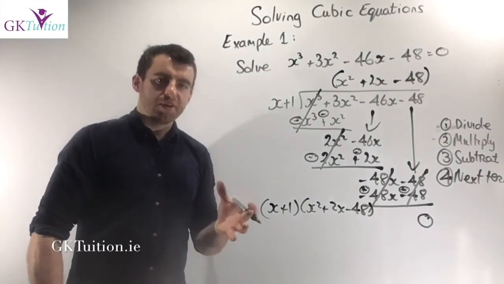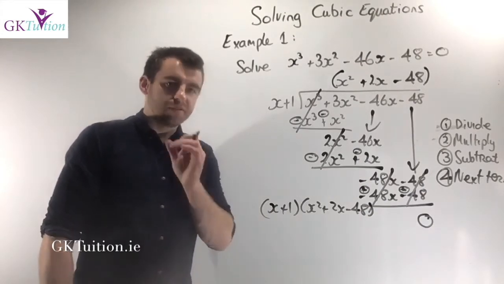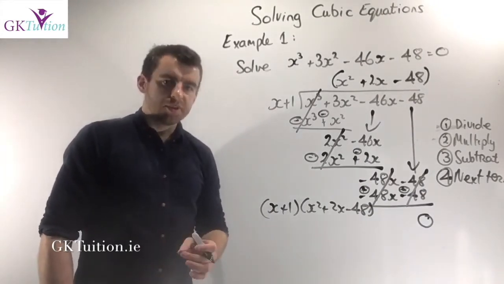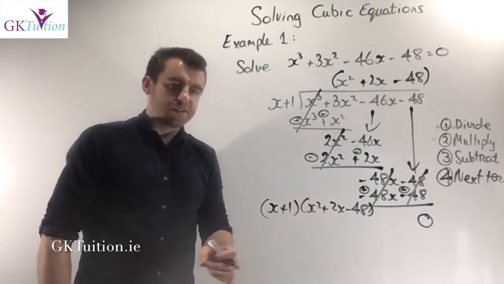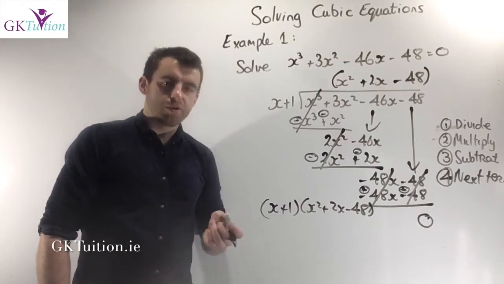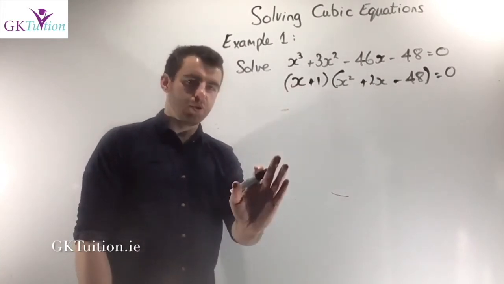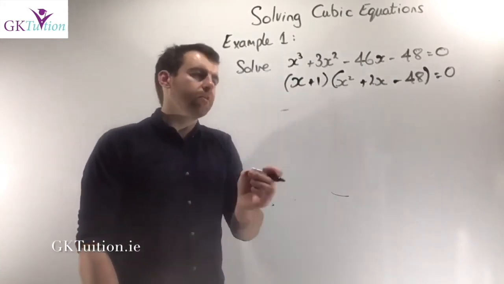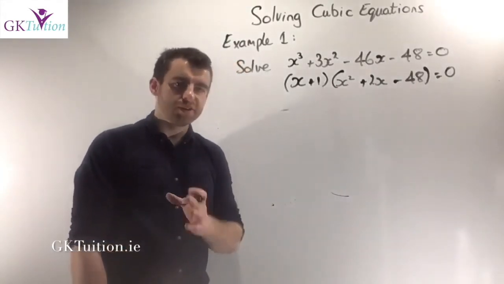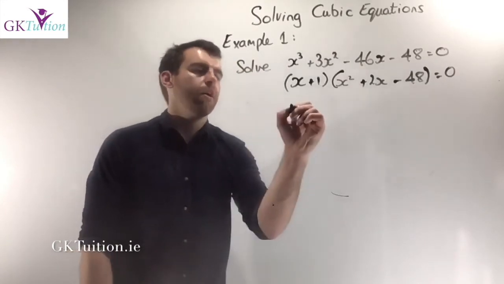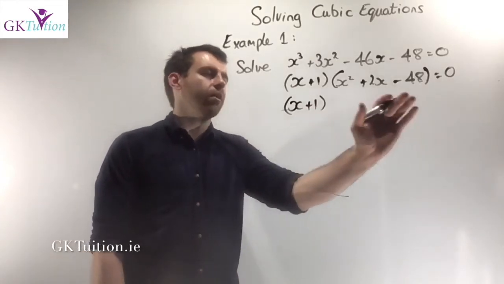The original question here was to solve this cubic. If you need to solve a cubic, you need to find the 3 roots. So what I'm going to do now is factorize this quadratic. I'm going to then have 3 different factors. I'm going to let each factor equal 0 and come up with the 3 roots. So I used trial and error to identify that one of my factors is x plus 1. I then used long division to prove that the other factor is x squared plus 2x minus 48. The goal here is to find the 3 roots of the cubic. So I'll start off with just x plus 1 and I'll leave that where it is. I now need to factorize this quadratic.